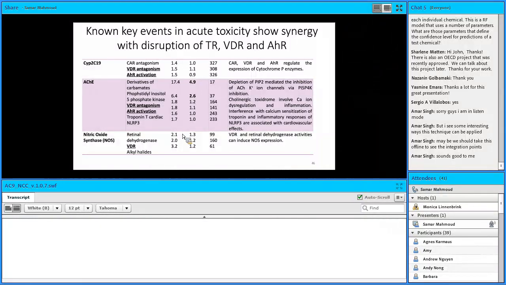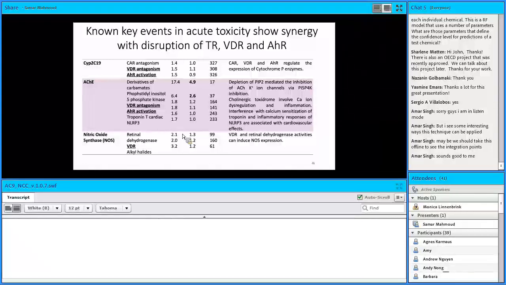And another example is the acetylcholinesterase. So acetylcholinesterase is also a known key molecular initiating event in acute toxicity, but it has shown numerous synergistic links in the rule. What I would like to focus on is the troponin and the NLRP3.